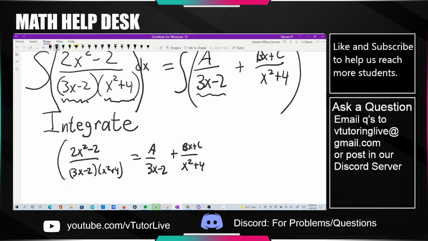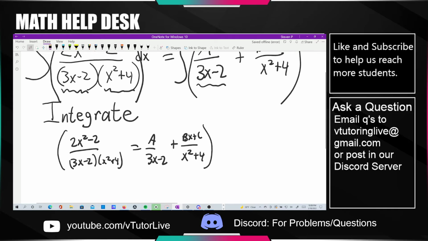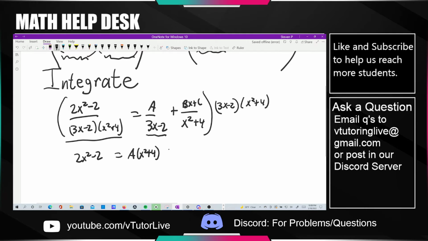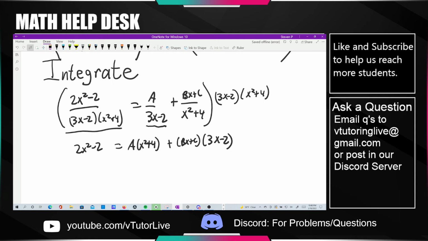Now what if we take this entire thing and multiply by the denominator? Let's just get rid of the denominators entirely. So we're multiplying through by 3x minus 2 on both sides and x squared plus 4 on both sides. Now what we get is 2x squared minus 2 on the left-hand side is equal to a times x squared plus 4, because the denominator is already 3x minus 2, so that cancels out, and what you're left with is the quadratic. And then bx plus c times 3x minus 2. Okay, so far so good.